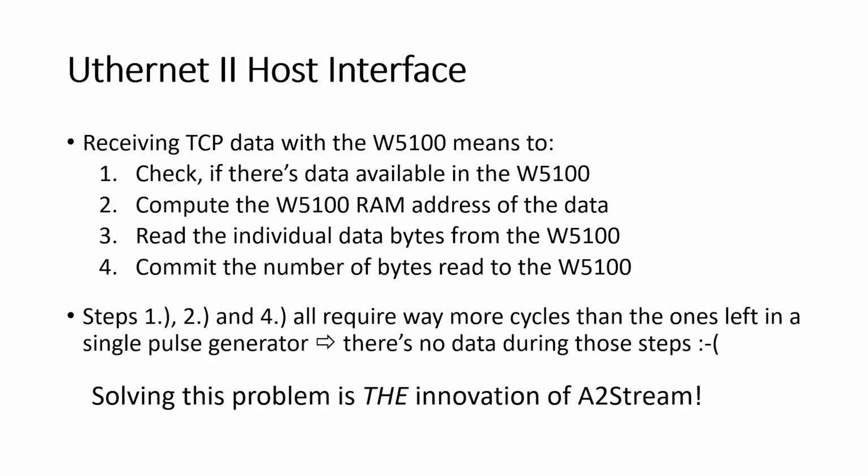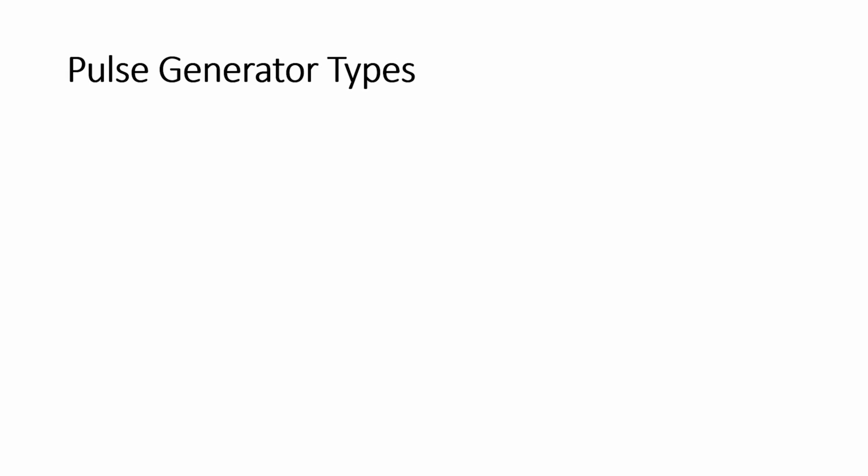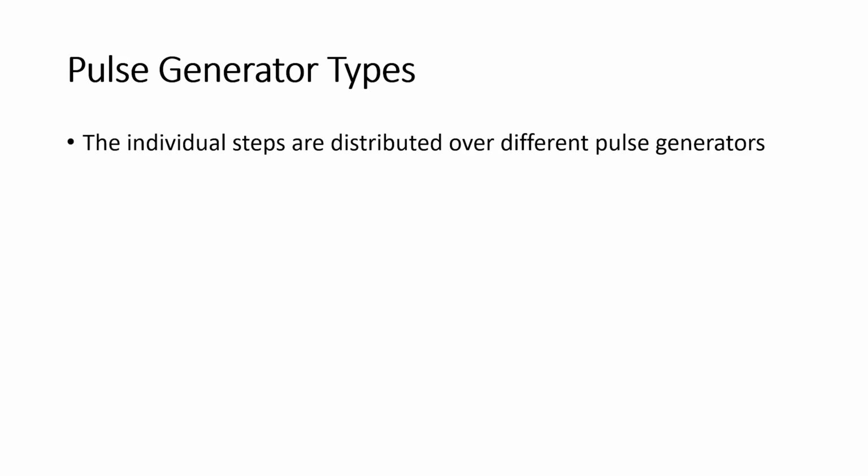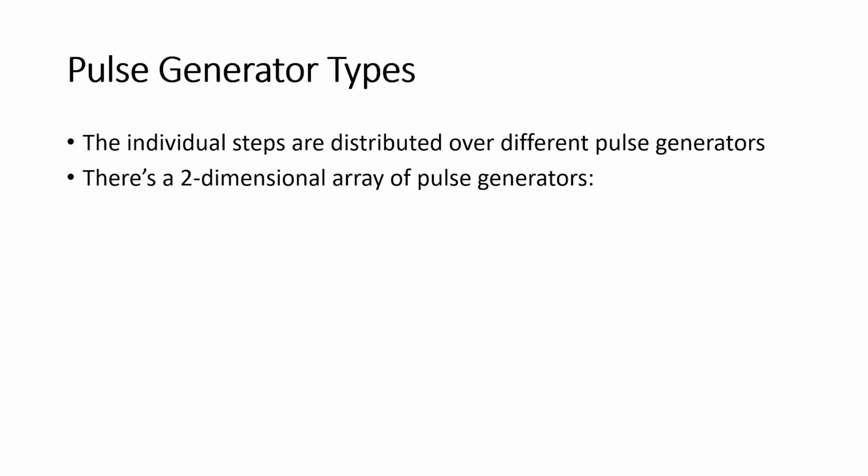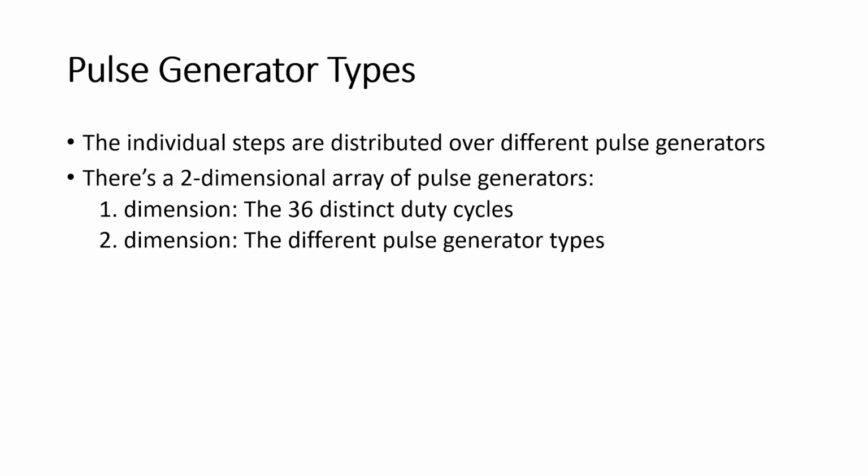Solving this problem is the innovation of A2Stream. The first part of solving the problem is to distribute these individual steps over different pulse generators. So we end up with a 2-dimensional array of pulse generators. The first dimension is made up of the 36 distinct duty cycles. And the second dimension is made up of different pulse generator types.